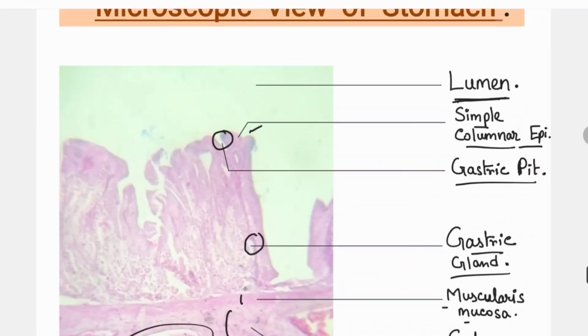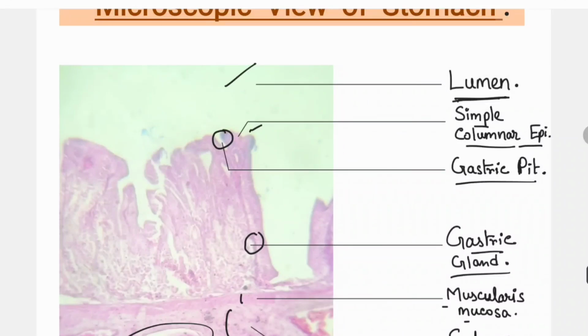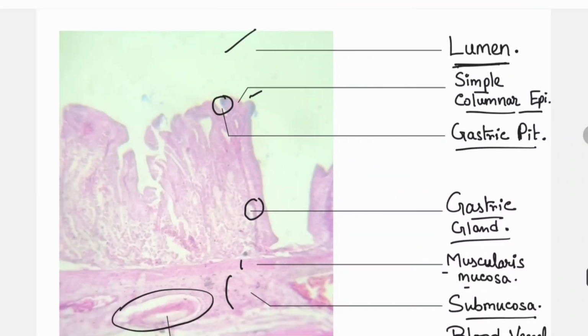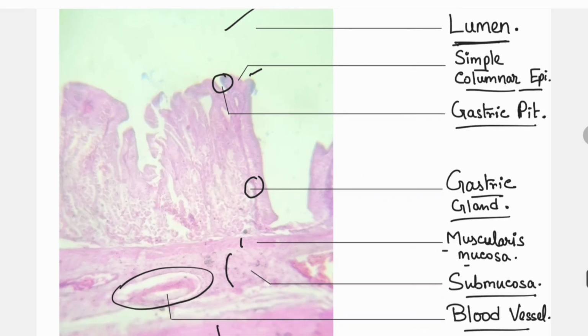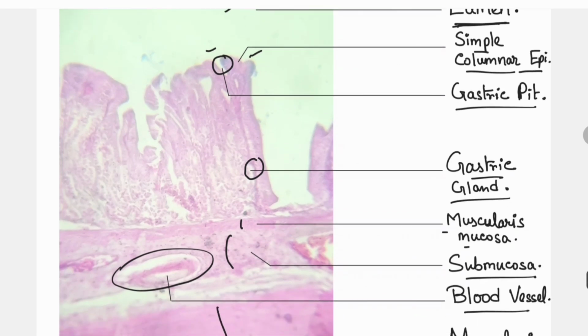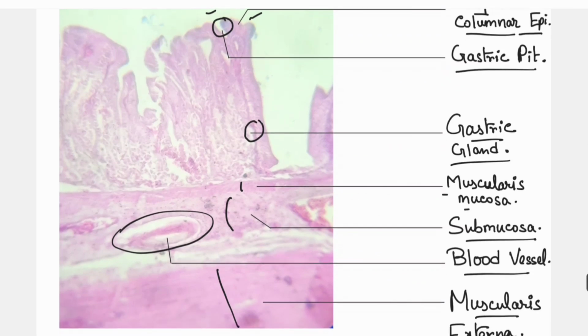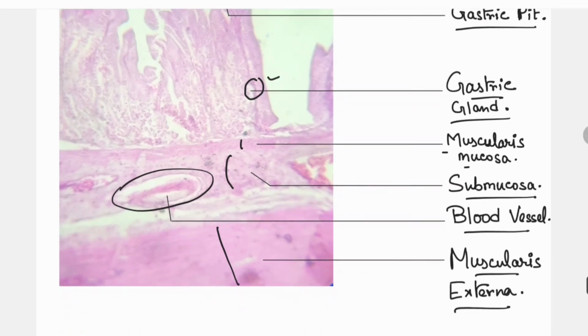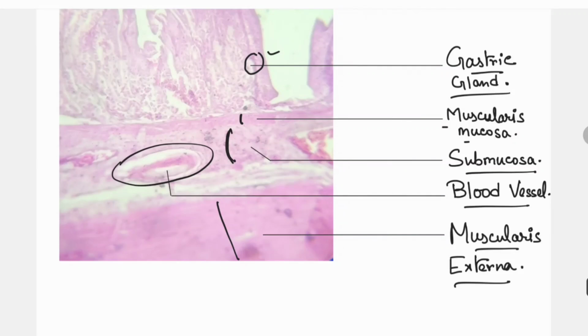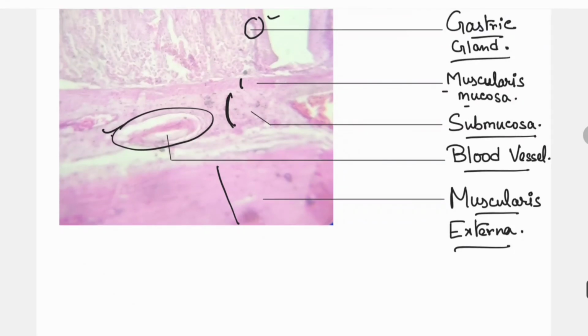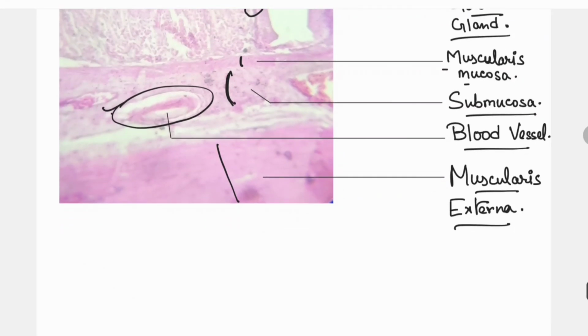So we can revise it once again. This is the luminal side. After that, we get the simple columnar epithelium, which is the lining epithelium of the stomach. Then the gastric pit, which is superficial, and then the gastric gland, which is deeper. After that, the muscularis mucosa layer, then the submucosal layer, then the blood vessel, and below that the muscularis externa layer.